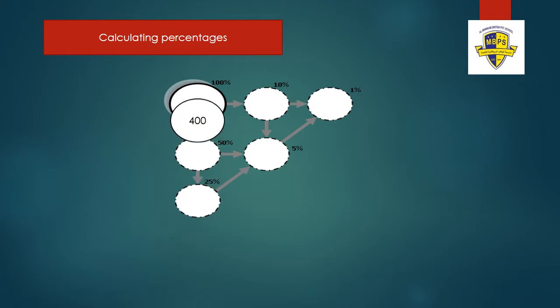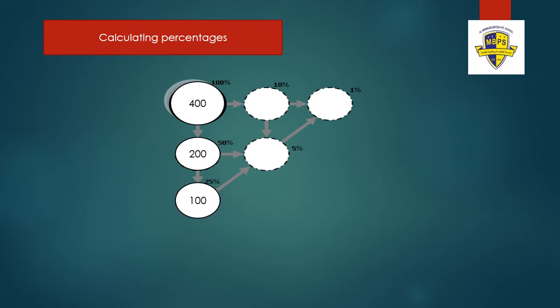We have 400. How will we find 50% of 400? Who remembers? Yes, we will divide the number by 2. How much will we get? 200. And to find 25% of 400, what will we do? Yes, we will divide the number by 4. So 400 divided by 4 equals 100.